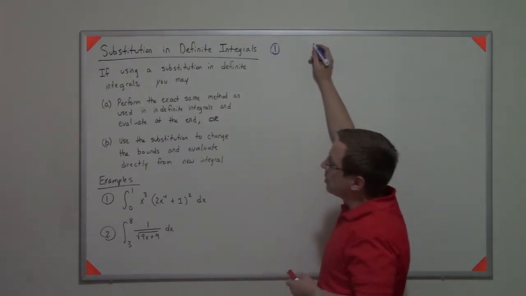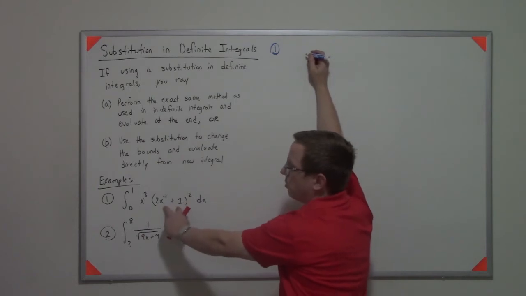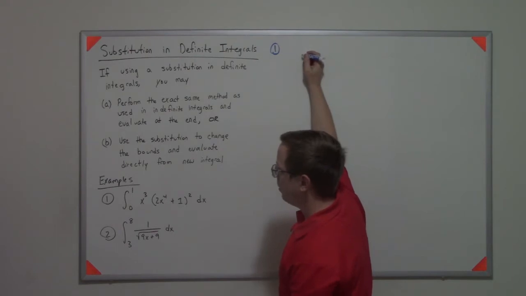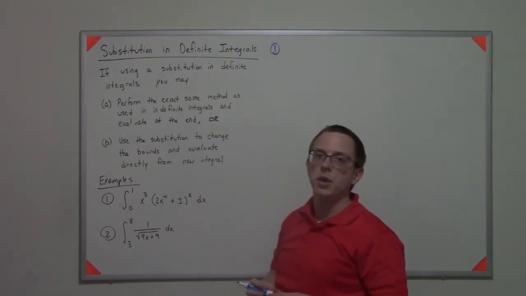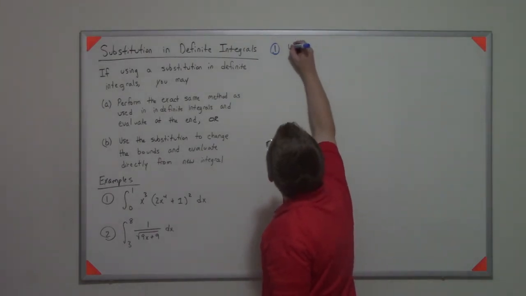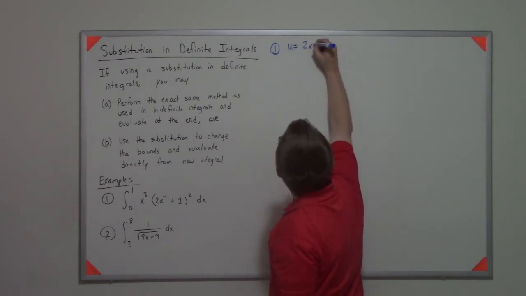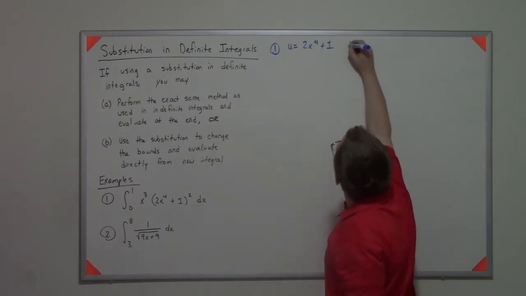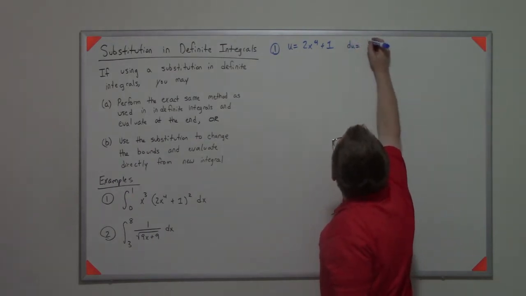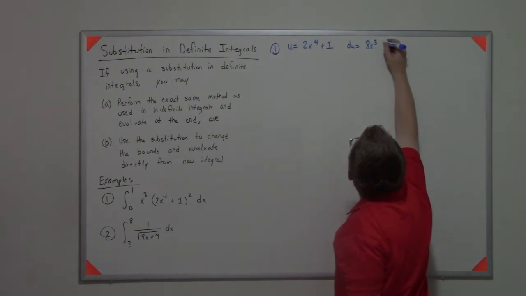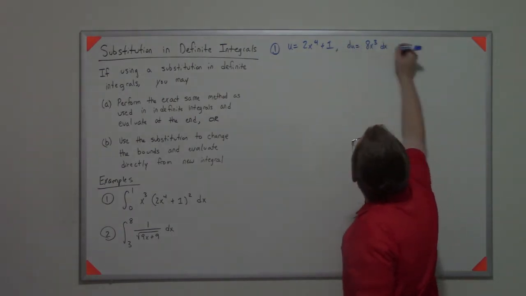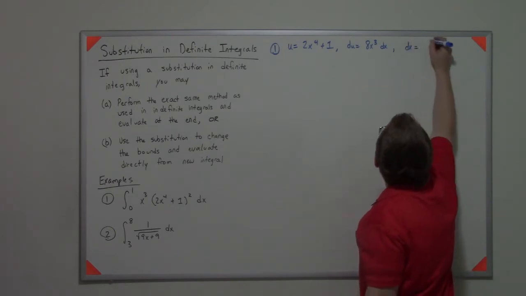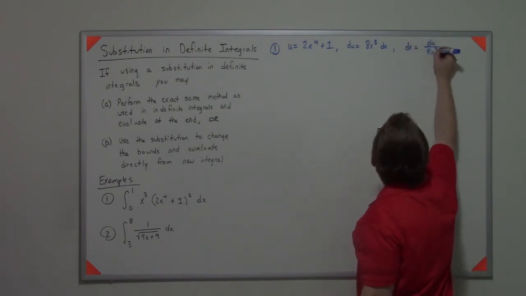In the first case, it looks like my u is going to be this thing, because that's the more complicated term. So I'm going to say that u is 2x to the fourth plus 1, which gives me that du is 8x cubed dx. So then I can rewrite dx as du over 8x cubed.